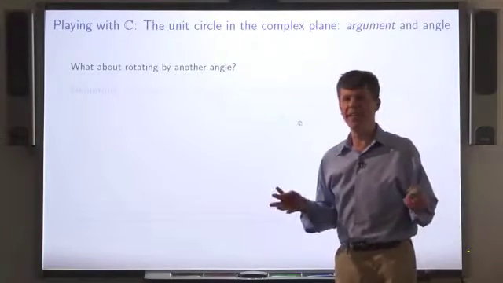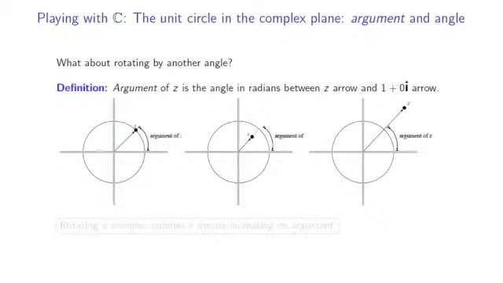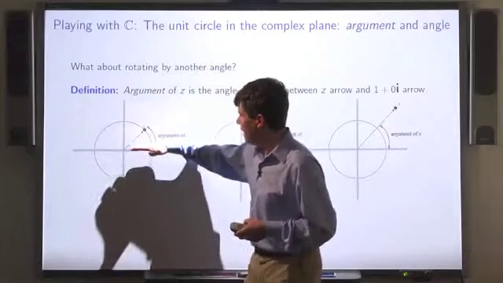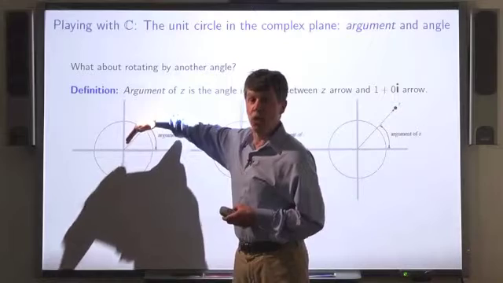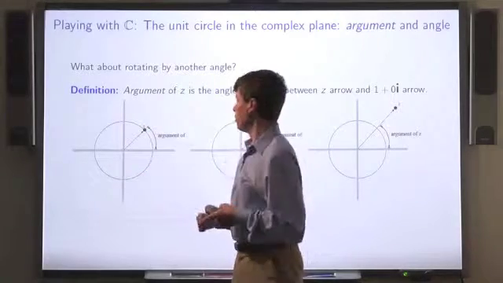What about rotating by another angle? Well, let's start with this definition. The argument of a complex number is the angle measured in radians between the x-axis and the arrow representing the complex number.